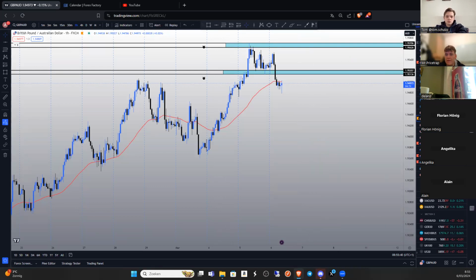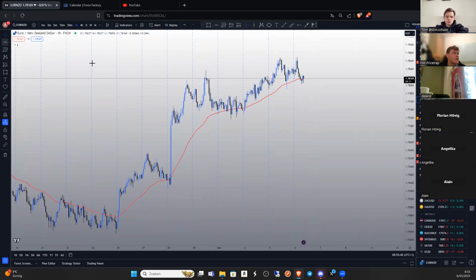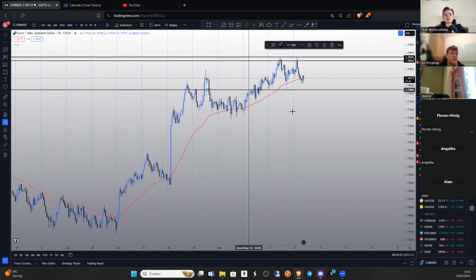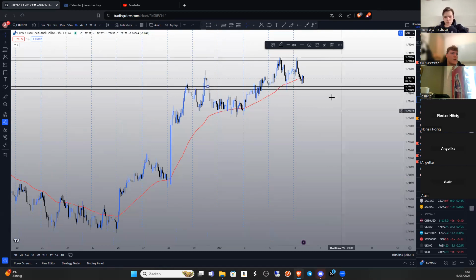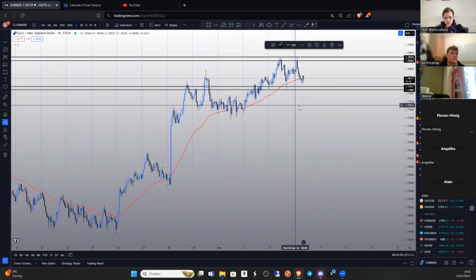Then we have Euro NZD. AUD JPY is a beauty, yes indeed. I do like Euro NZD also. Very clean and easy resistance zone. We can use that wick as our support zone. Let me first check.